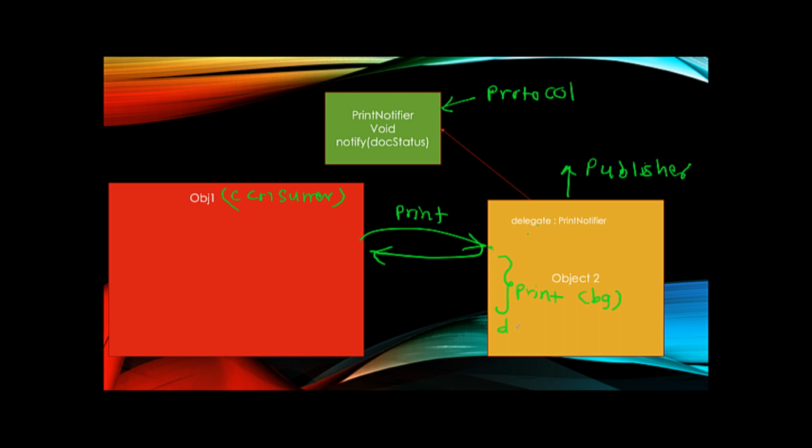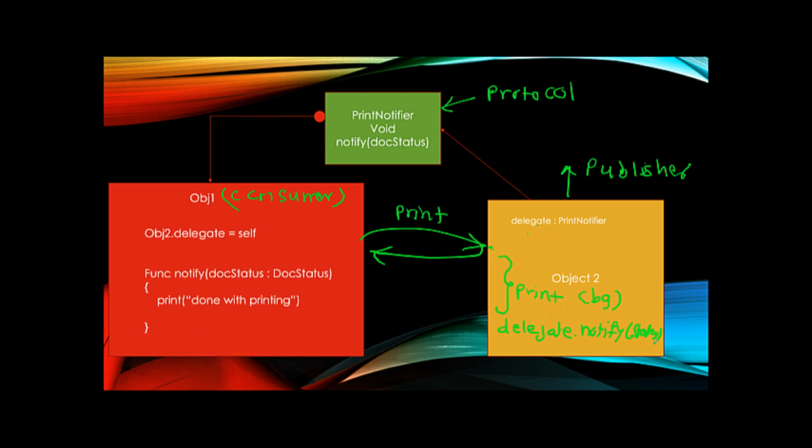So here it will say delegate dot notify with the document status, whether printing is done or cancelled, and that's it. So object 1 doesn't have to wait. Object 1 just has to subscribe to this notification, and the way it does it is by implementing this protocol itself, right? So object 1 would inherit from this print notifier interface, and then it will say object 2 dot delegate equal to self, and it will implement this method function dot notify, right? Those are the two things we do, right?